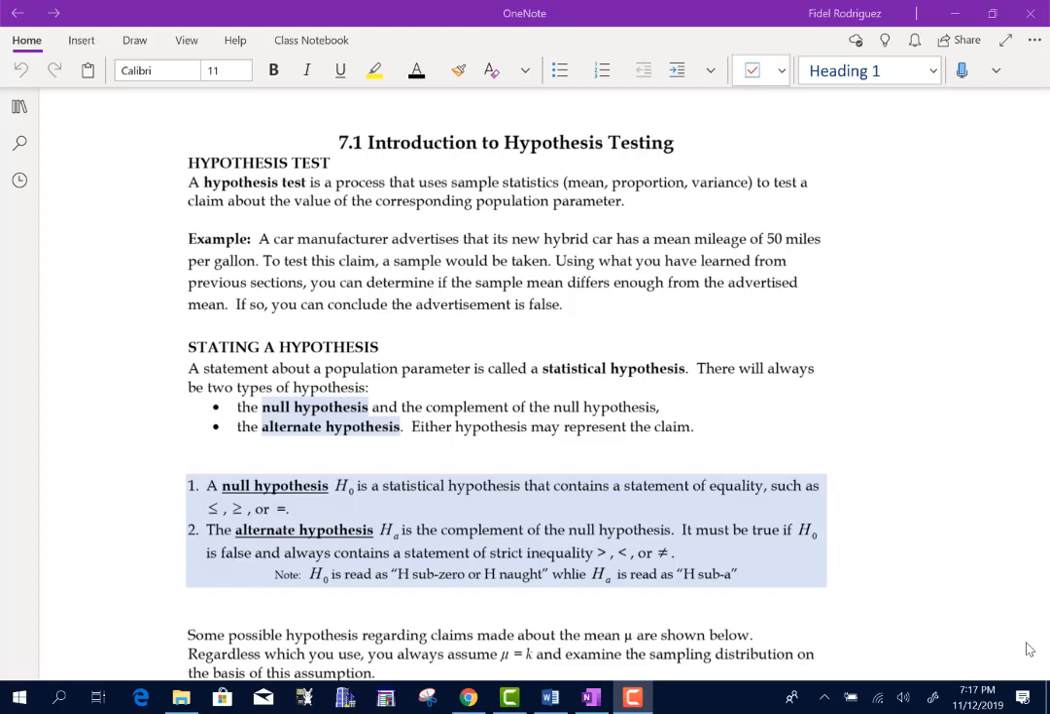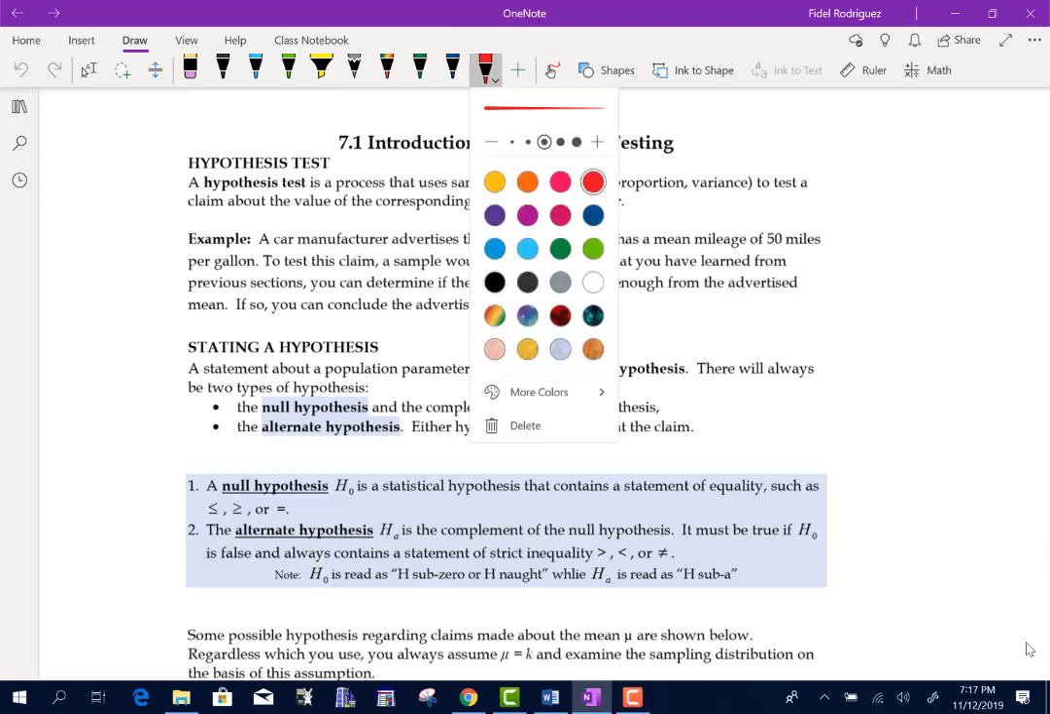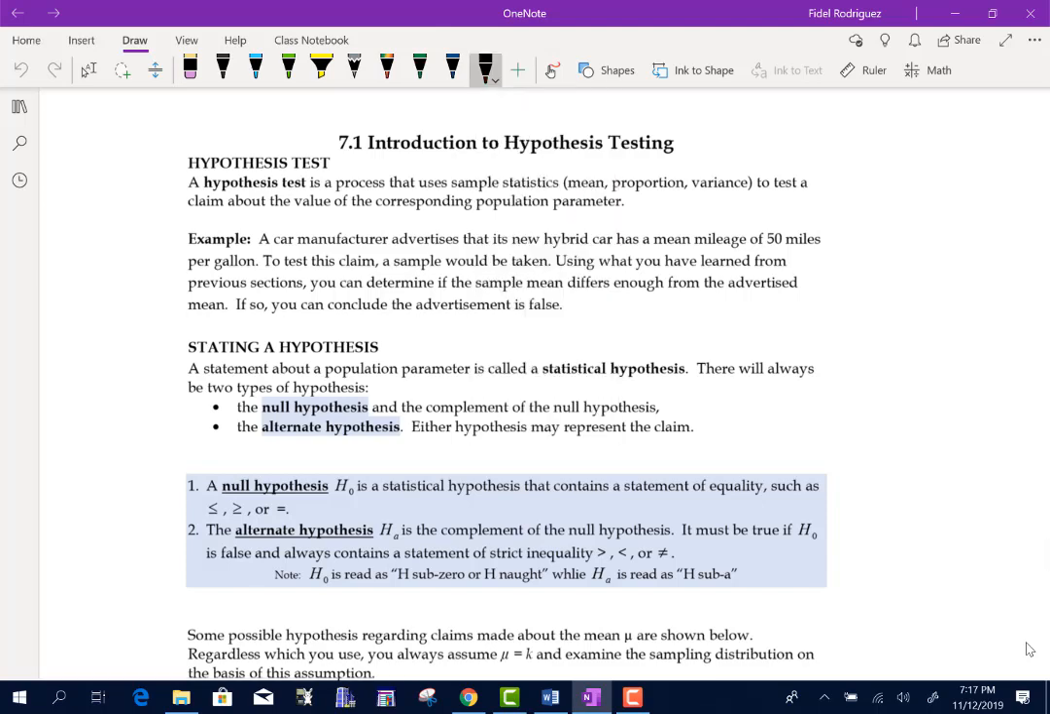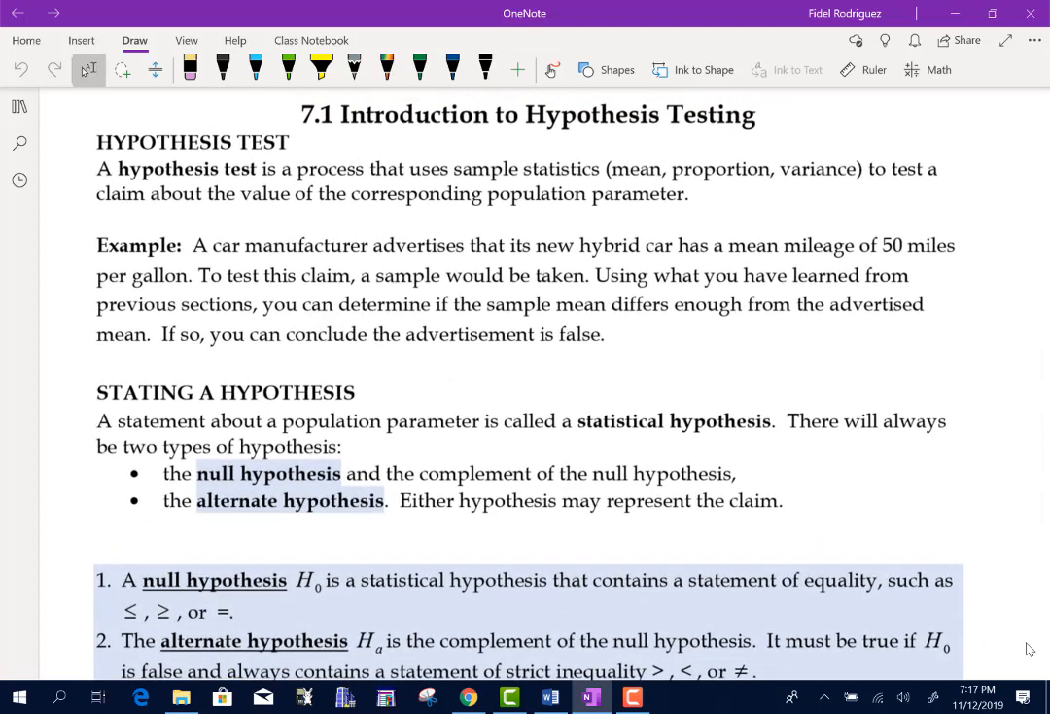All right, so 7.1, guys, talks about introduction to hypothesis testing. It says here, a hypothesis test is a process that uses sample statistics, like our sample mean, sample proportion, sample variance, to test a claim about the value of the corresponding population parameter. Okay, so let's take a look at what we got.